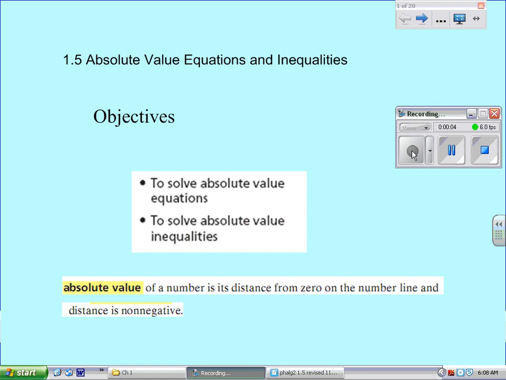This is Mr. Roderick. I'm putting out a quick video here for you to talk about absolute value equations and inequalities. We're going to solve absolute value equations, so for equal sign, and we're also going to solve absolute value inequalities, okay? And our working definition to start with absolute value is the distance from zero on the number line. And so that distance, since we're talking about distance, it's always not negative. Okay, so now let's go ahead and get started here.